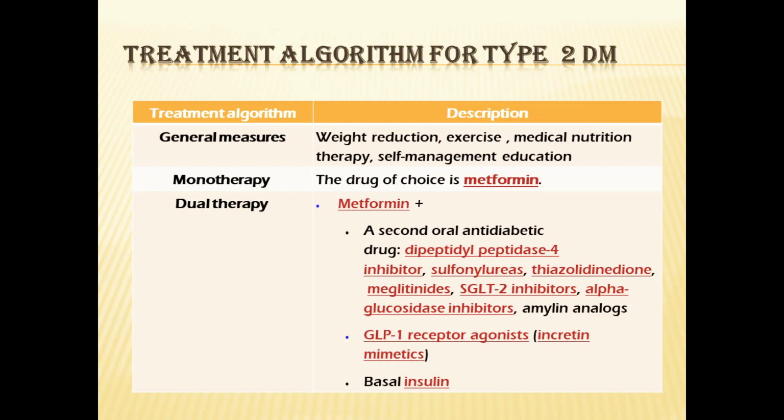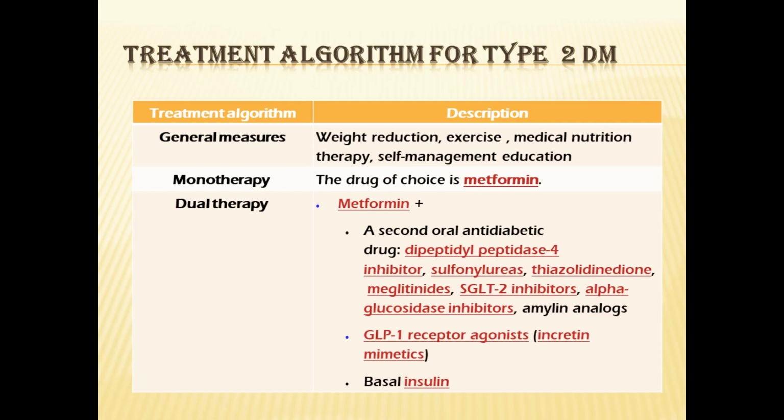So, first we initiate general measures of weight reduction, exercise, medical nutrition therapy, and self-management education. If glycemic control is not achieved, next we go to monotherapy, where the drug of choice is metformin. Next, if hyperglycemic control is not achieved by metformin, we go for dual therapy. We add an extra anti-diabetic drug along with the metformin, which can belong to the dipeptidyl peptidase 4 inhibitor class, sulfonylureas, or an amylin analog.